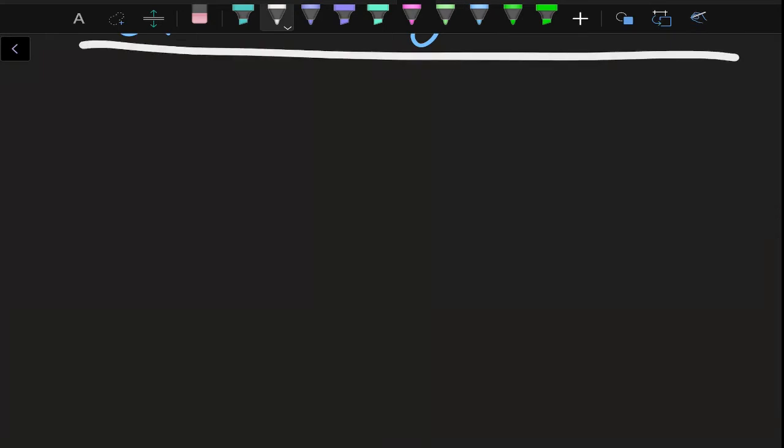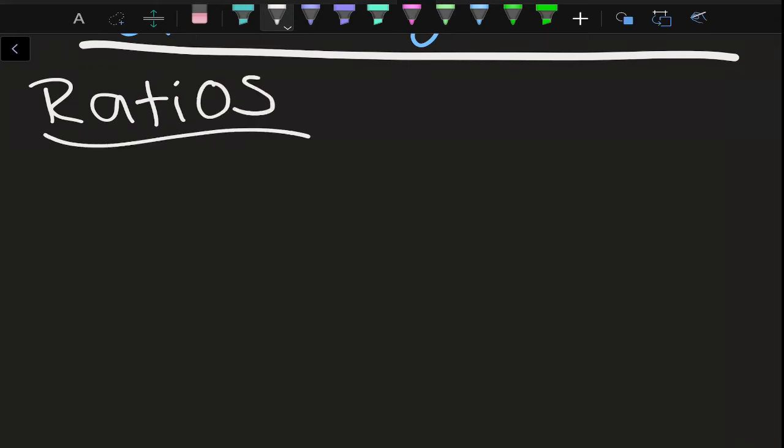So first, we're going to talk about ratios. A ratio says how much of one thing there is compared to another thing. Ratios can also be shown in different ways. We can use a colon to separate them, or we can show them as a fraction, or we can discuss them.